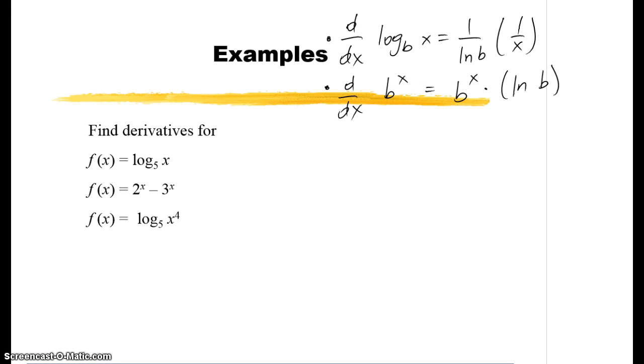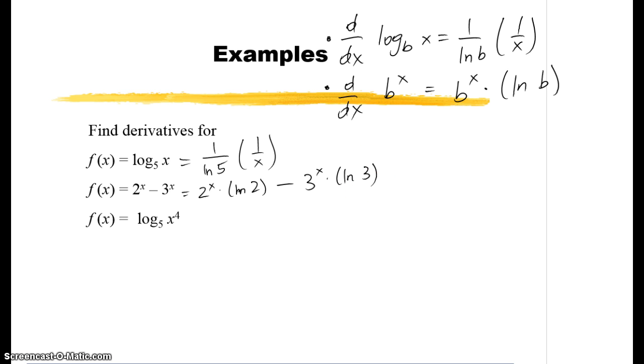Alright, so keeping those two rules in mind, here they are written here. Why don't we try these out? So what's the derivative of log base 5 of x? Well, according to this rule, this should be 1 over the ln of the base, which is 5, times 1 over x. How about the derivative of 2 to the x minus 3 to the x? Okay, well, using the second rule, the derivative of 2 to the x is 2 to the x times the natural log of 2. From that, I subtract the derivative of 3 to the x. That's just 3 to the x times the natural log of 3.